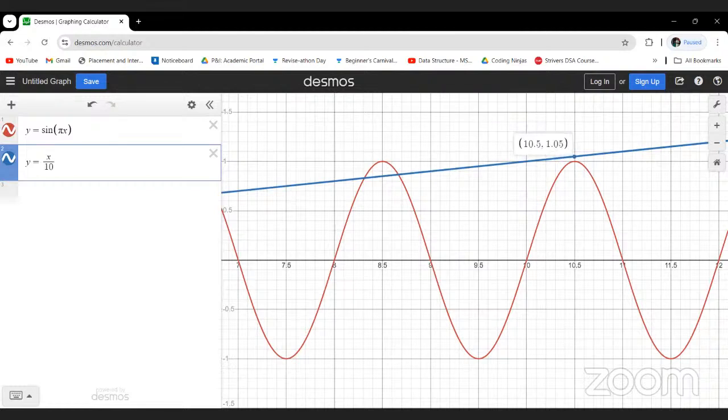Because the maximum value my sine of pi x can give is 1. Right? So इसके ऊपर चला गया फिर तो intersect हो ही नहीं सकता. It is not possible to intersect, right? Do you get it now? Great.